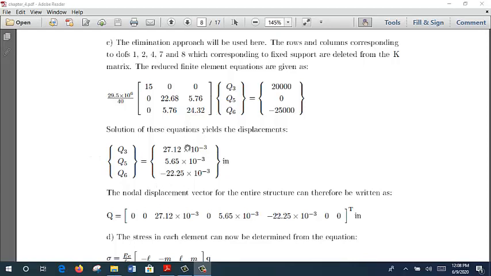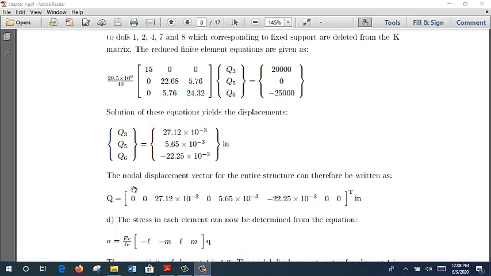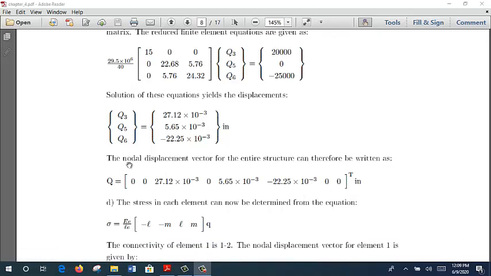From here you need to try, and then you will get the same result from here or not, right? So from that you rearrange again. So you will get the nodal displacement vector for the entire structure, which can be written as this one, right? So 0 0 here because it's fixed, right? So continue for the next question. It is about stress.